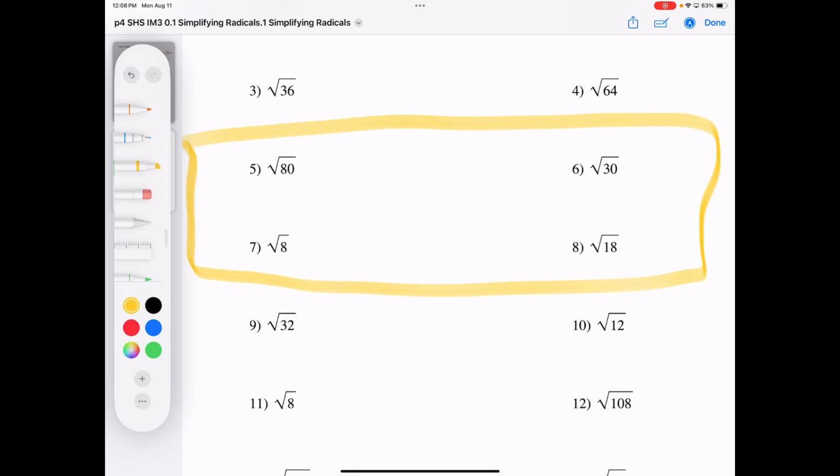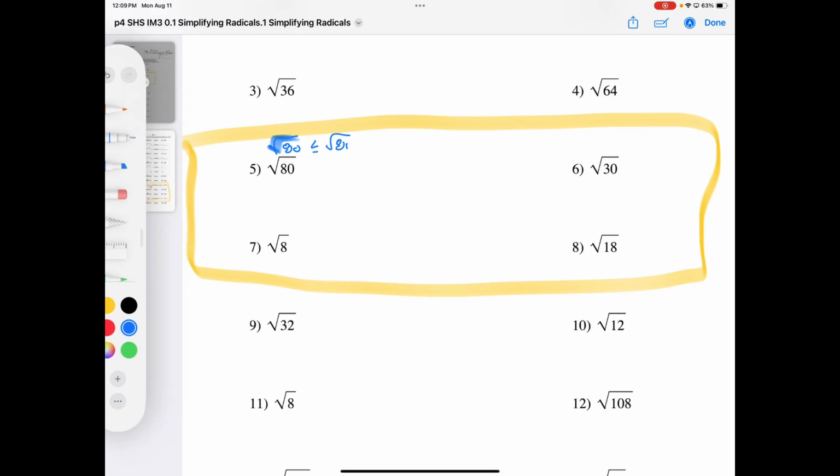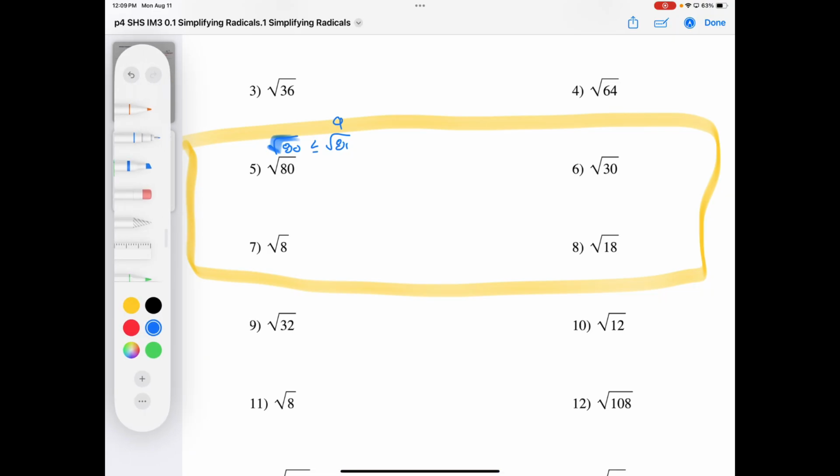Okay, in questions 5 to 8, the trick is to get perfect squares in here. But obviously they're not a perfect square. So here is a way to approximate. The square root of 80 is smaller than the square root of 81. And the square root of 81 is what number? 9. So I know my answer, if you put it in your calculator, is going to be less than 9. Are you following me? It's like 8 and change, okay?